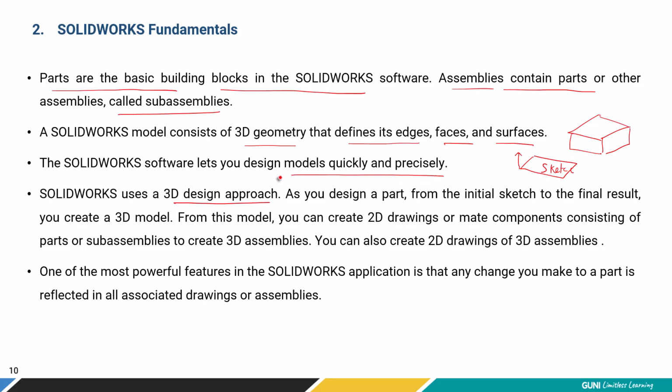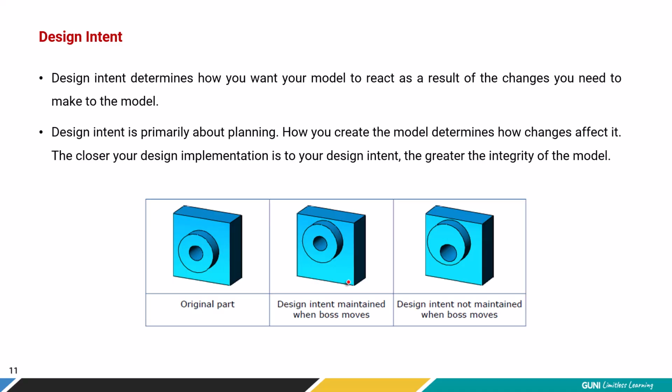SolidWorks uses a 3D design approach. As you design a part from initial sketch to final result, you create a 3D model. As we learned earlier, in the FeatureManager Design Tree, you add features one by one. From this model, you can create 2D drawings or make components consisting of parts and subassemblies to create the 3D assembly. You can also create 2D drawings from 3D assemblies. So SolidWorks will help you create 3D parts, assemblies, and drawings which are interconnected. They have bi-directional associativity.